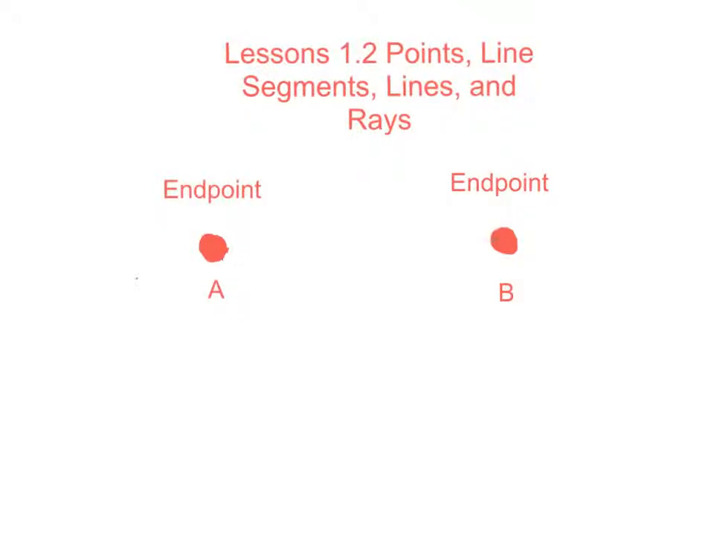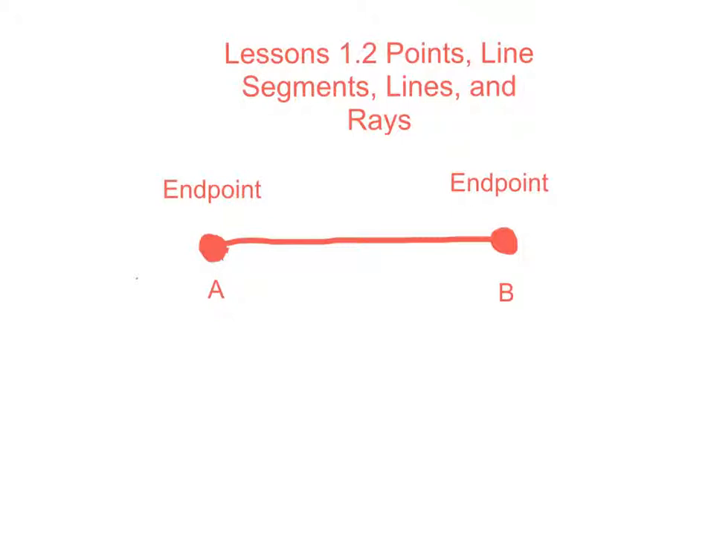Lesson 1.2, points, line segments, lines and rays. You're going to start by drawing 2 dots on your whiteboard. Those represent points. Then you're going to use a straight edge or a ruler to connect the dots. Once you've connected those 2 points, you have what is called a line segment.